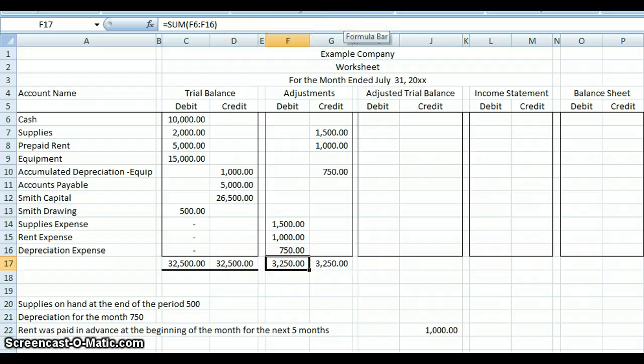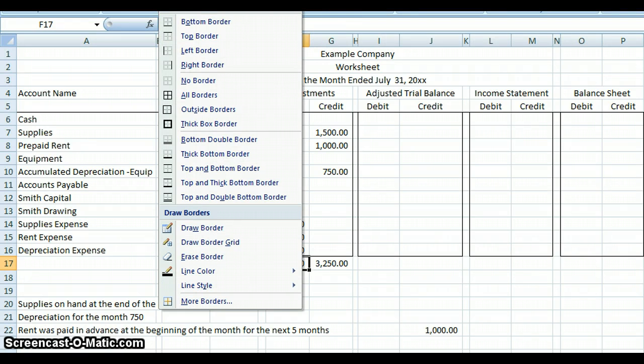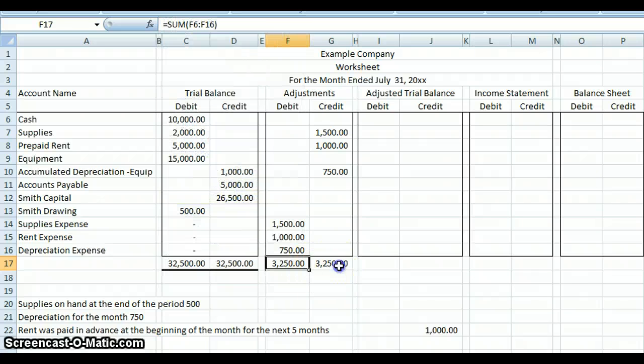Then we want to put the double line and the single line, which I will put here on both sides to indicate that we are complete with those columns, that we have done everything we need to do. Remember, the single line across indicates a function. In this instance, we're adding, and the double lines at the bottom indicate that we've completed the column.